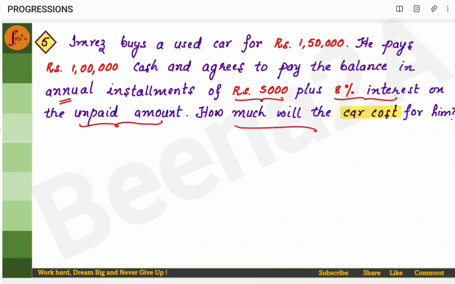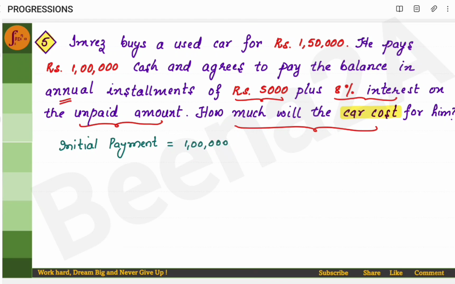Now, what is the final car price? Obviously, it's going to increase, right? It's not going to be 1.5 lakhs. It's going to be more than 1.5 lakhs because he's paying interest every year. Every year he'll be paying interest. So now, we'll first write what we know. Initial payment, that is the payment that he makes in advance. Initial payment is 1 lakh.